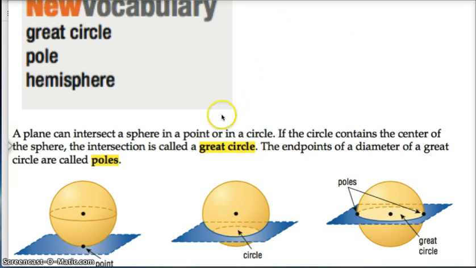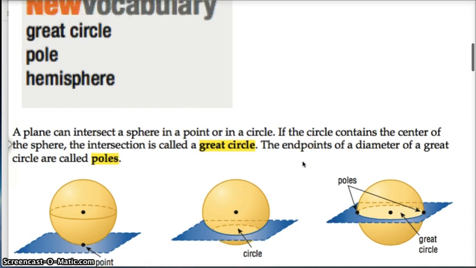So, you know what a sphere is? It's a ball. It's a three-dimensional circular type figure. If you were to take a ball and slice it, the intersection of the plane and the ball would always be a circle. And so we have a couple of concepts here that we need to talk about.